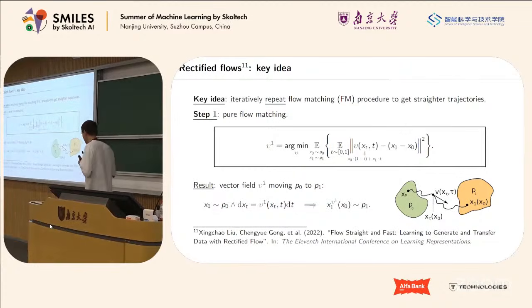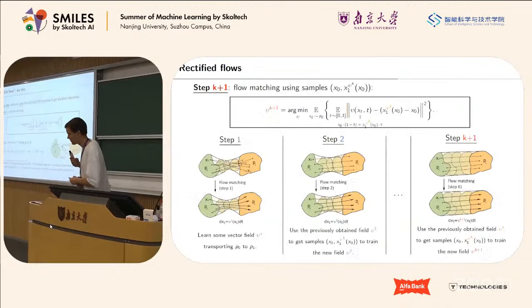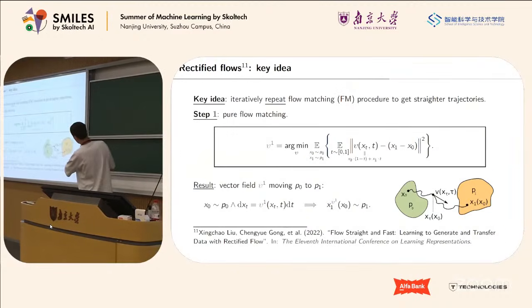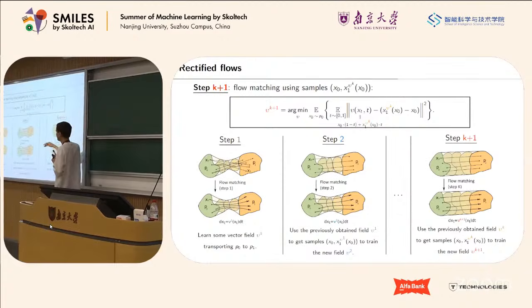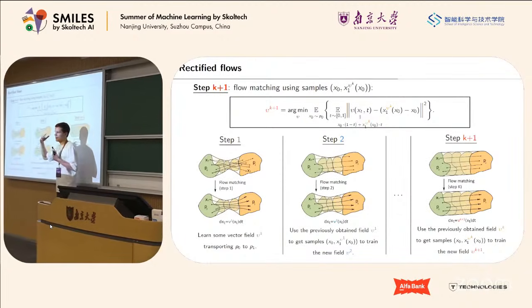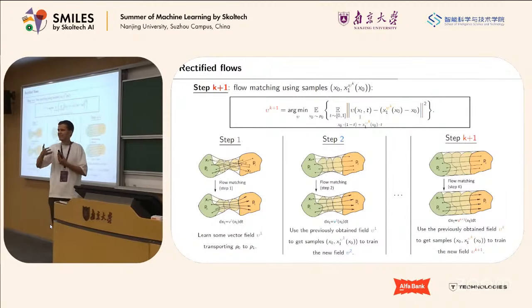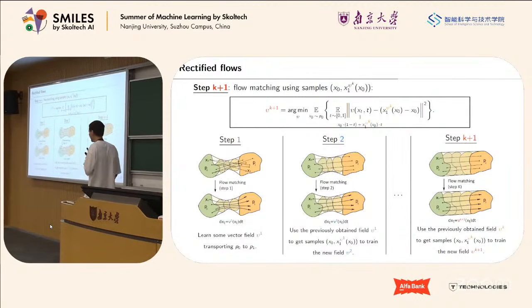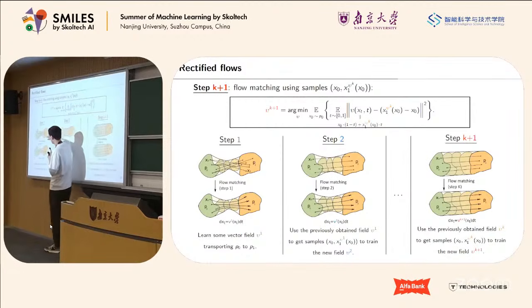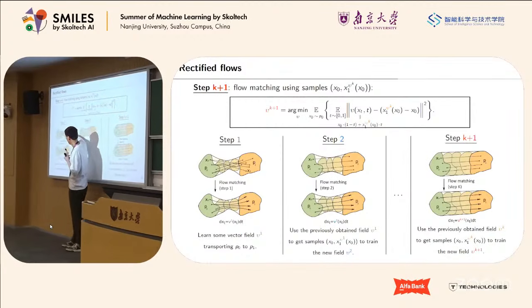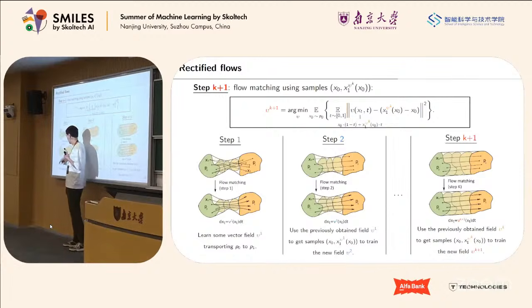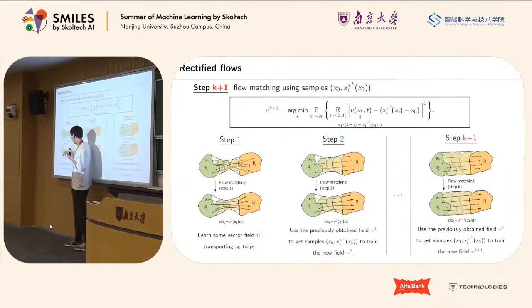The main idea of the rectified flow model is to use this obtained transport to further improve the flow matching model and the straightness of the trajectories. How does it work? It works the following way. At step 1, V1, you just learn your flow matching model the same way as I described several slides ago. You learn some vector field, and it defines some transport from P0 to P1.